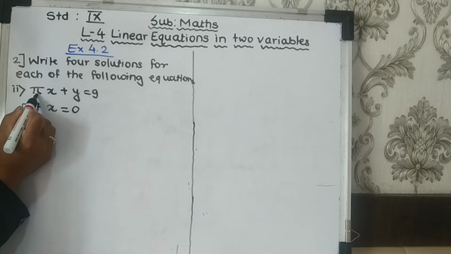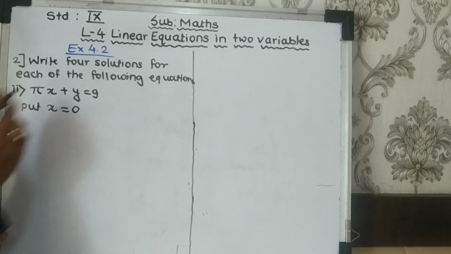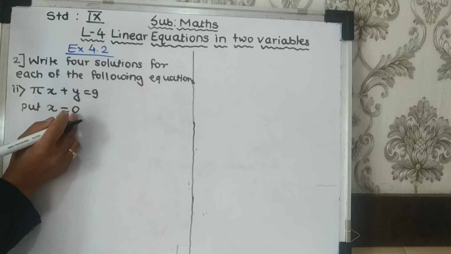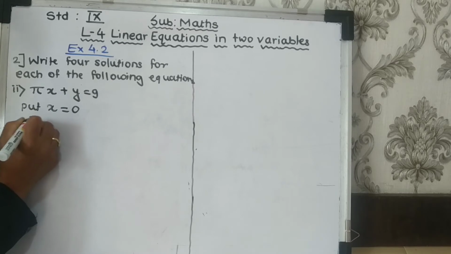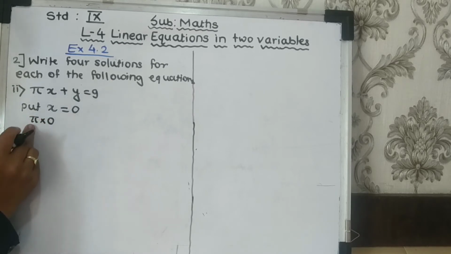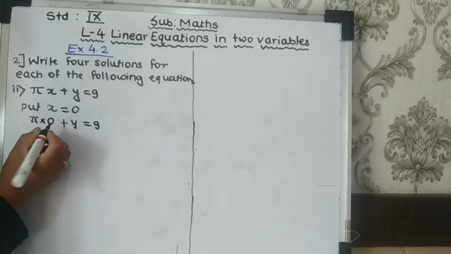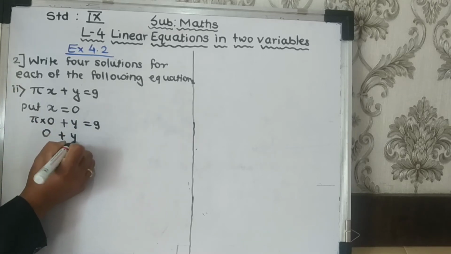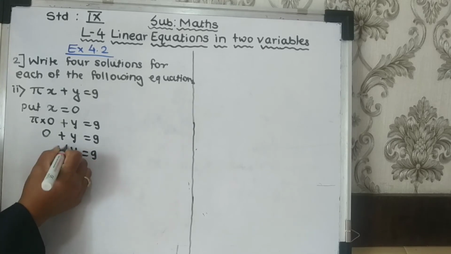So if I take the x value 0, because pi is the coefficient of x, let us see what value we get for y after putting this x. So pi into 0 plus y is equal to 9. Pi zeros are 0, plus y equals 9. Therefore y is equal to 9.